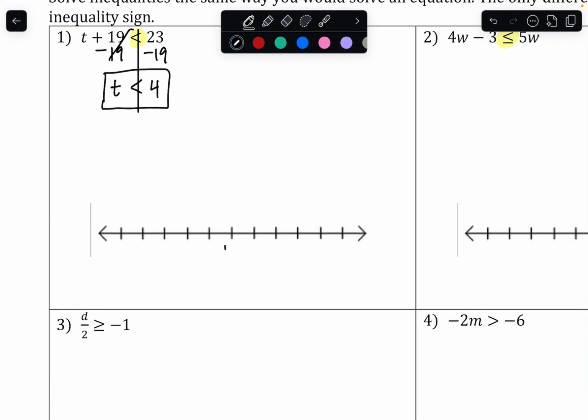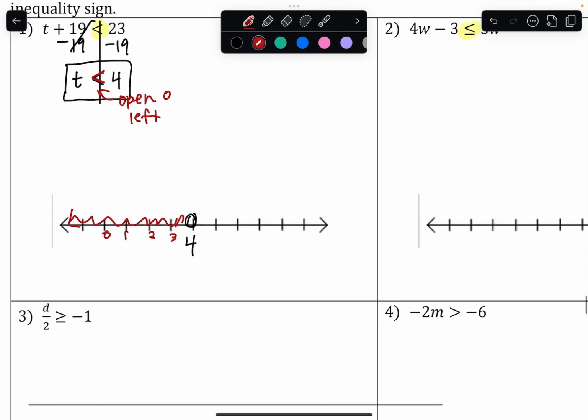And so on the number line, just in the middle, I put the 4. And because there's no line underneath, we're going to leave it open. And then because it makes the L shape, we're going to shade to the left. Those are the numbers that are less than 4, like 3, 2, 1, 0. All of those are less than 4, and they go to the left.